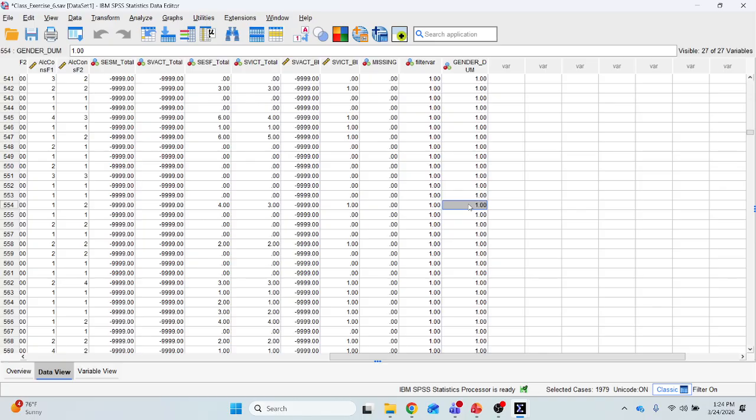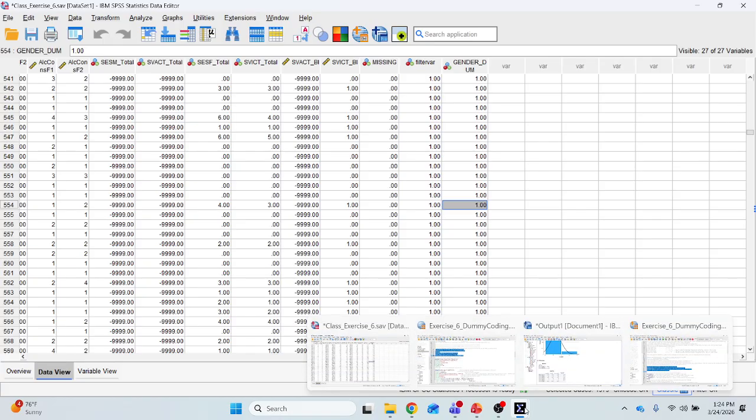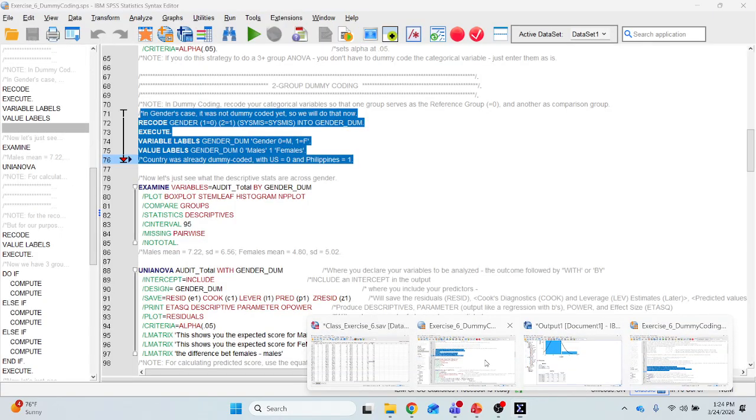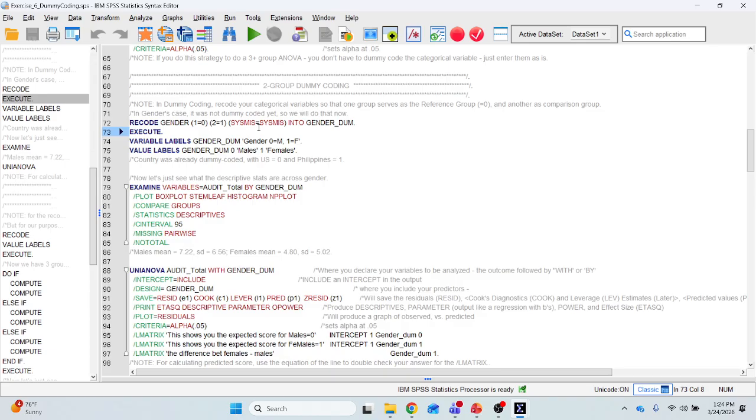So on the syntax, the sysmiss, what I'm doing there, the sysmiss equals sysmiss, is if it's blank, just keep it blank. That's what sysmiss equals. If it's blank, just keep it blank.